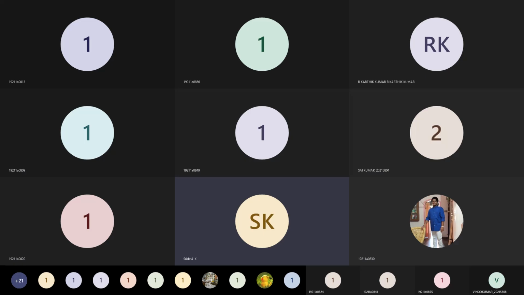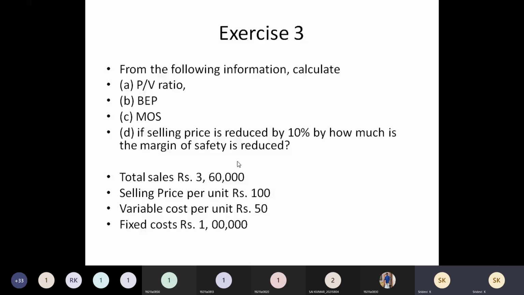Calculate PV ratio, BEP, MOS, margin of safety. Whenever per unit values are given in the problem, because the previous one was somewhat complicated, you needed to calculate the total variable cost, no? So here there is no need of calculating or deriving any information. Directly the information is given, you substitute the formulas and you can do that.